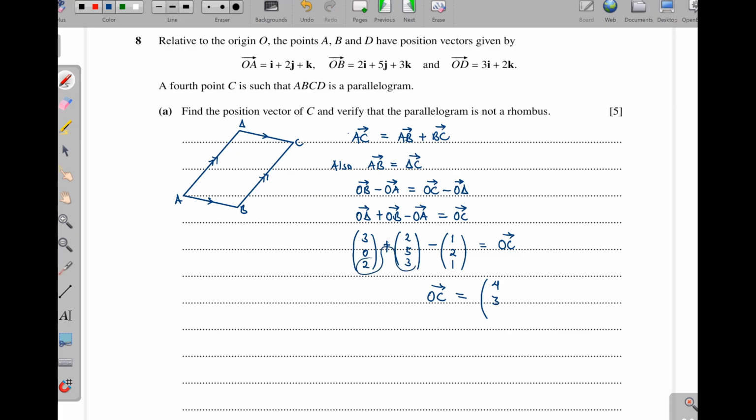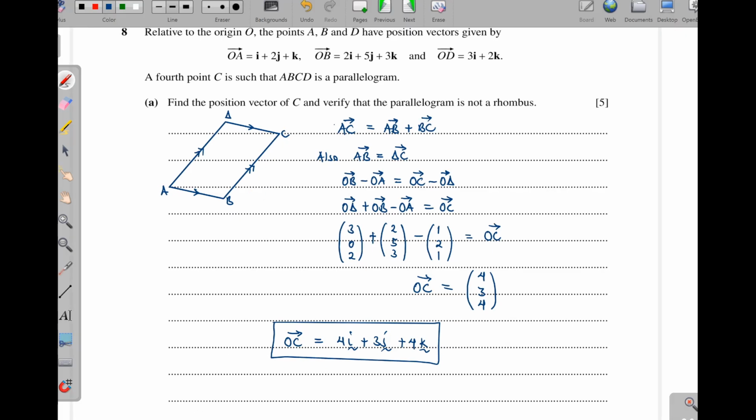And then 2 plus 3, that is 5 minus 1, that one gives us a 4. Now, since these are given in terms of I, J, and K, I will say OC is equal to 4I plus 3J, then plus 4K. And that is that. But they say that we verify that this is a parallelogram, not a rhombus.